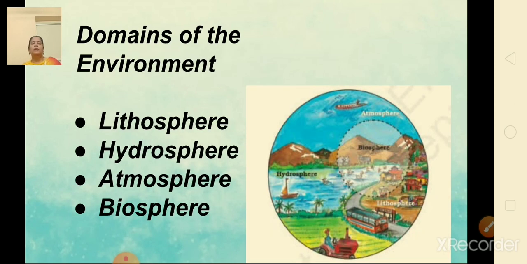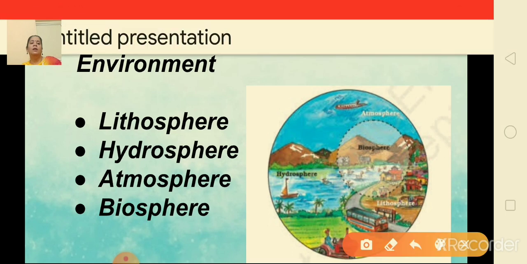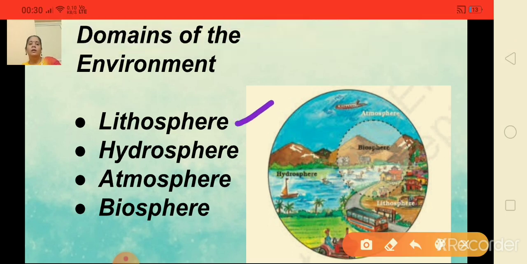Now children, we have already learned about the four major domains of the earth in standard 6th. What are those? Lithosphere, hydrosphere, atmosphere, and biosphere. Right children? Now let us do a revision on all the spheres. Let us refresh our knowledge about these four domains. Should we start? Yes.